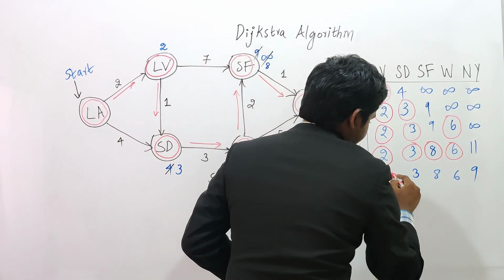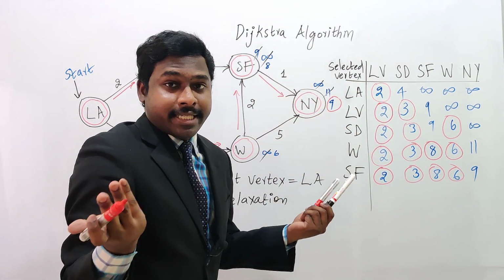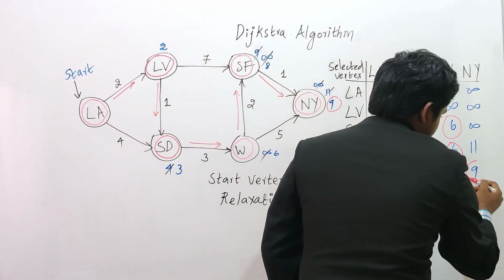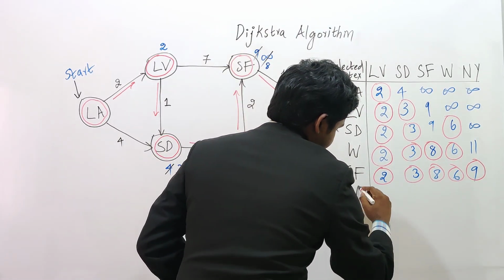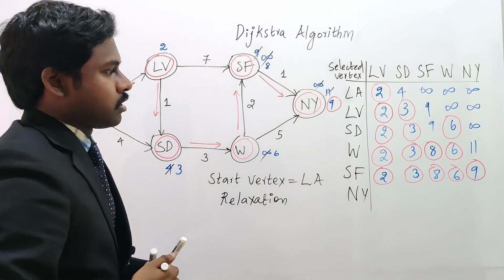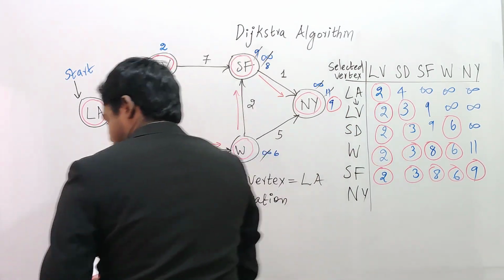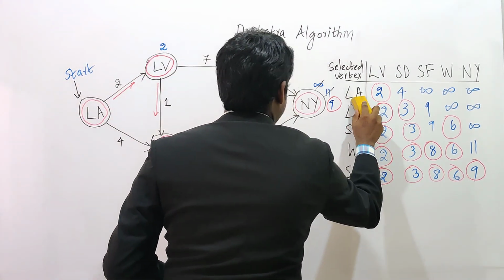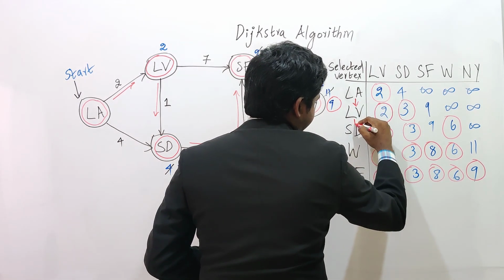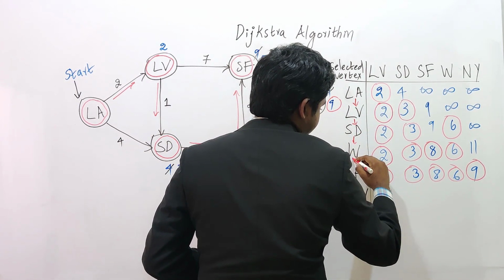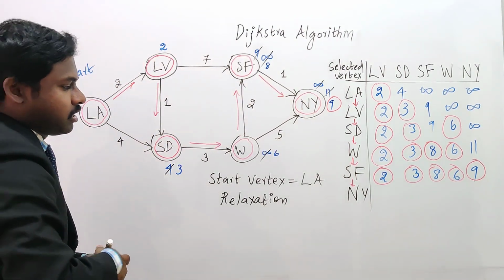So these are already selected. Now what's left? Only 9 is left. So what is corresponding to 9? New York City. That's all, done. So this is the shortest path from LA to New York City. Let me write down the shortest path. It goes from LA to Las Vegas, from Las Vegas to San Diego, San Diego to Washington, Washington to San Francisco, and San Francisco to New York City. So this is actually the shortest path.